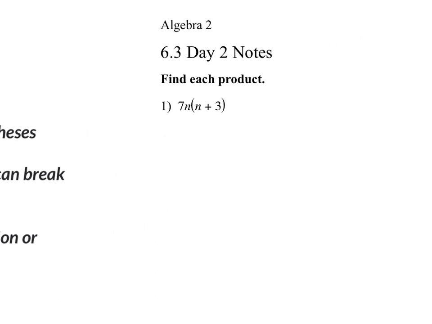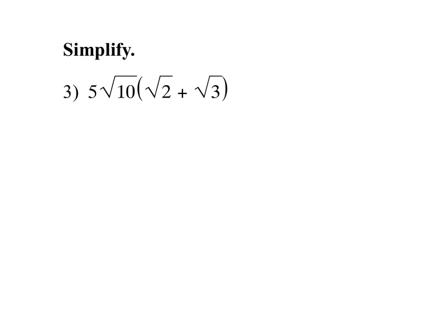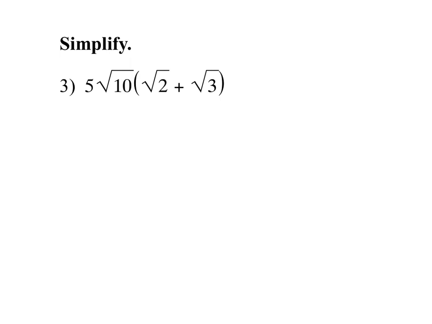Okay, let's take a look at some examples in your notes. The first example says simplify 5 times the square root of 10 times the quantity the square root of 2 plus the square root of 3. The very first thing I want to do is distribute to get rid of my parentheses. So 5 square root of 10 times the square root of 2 is 5 times the square root of 20, plus 5 square root of 10 times the square root of 3 is 5 times the square root of 30.